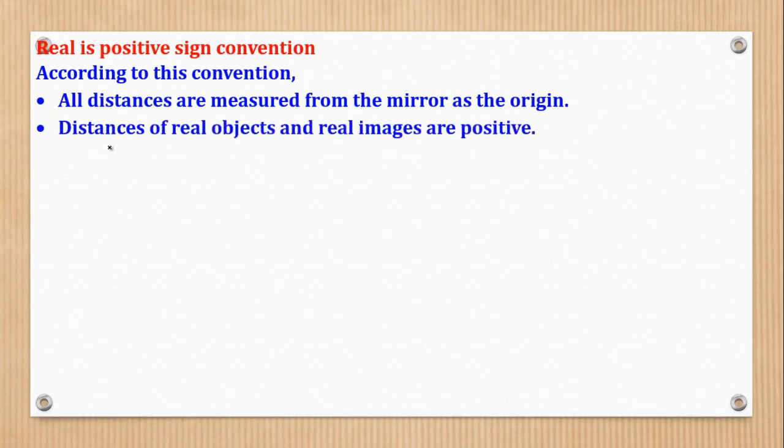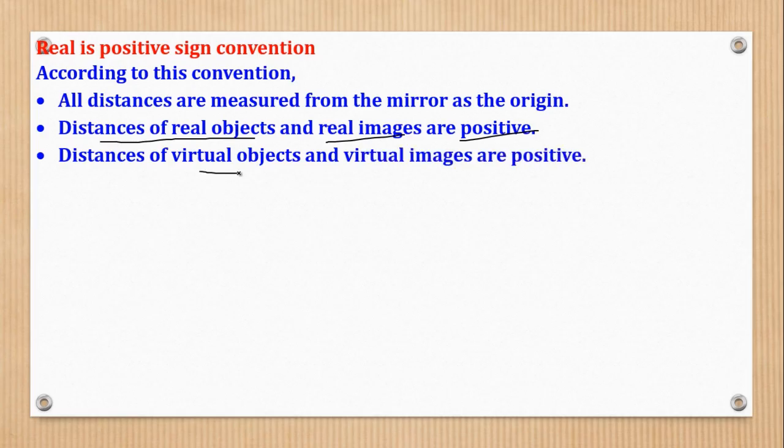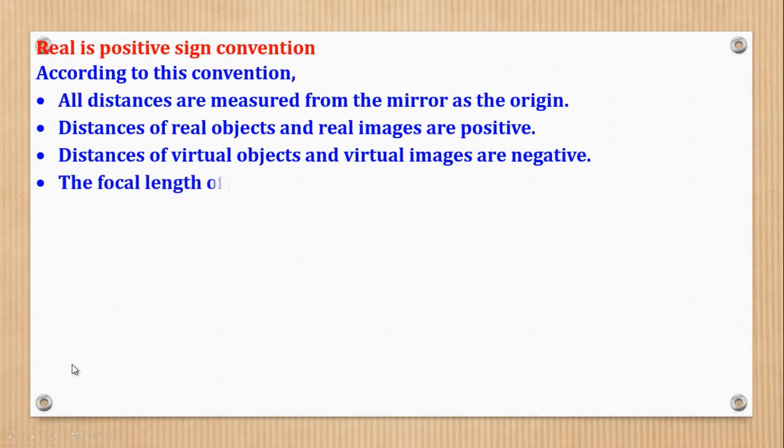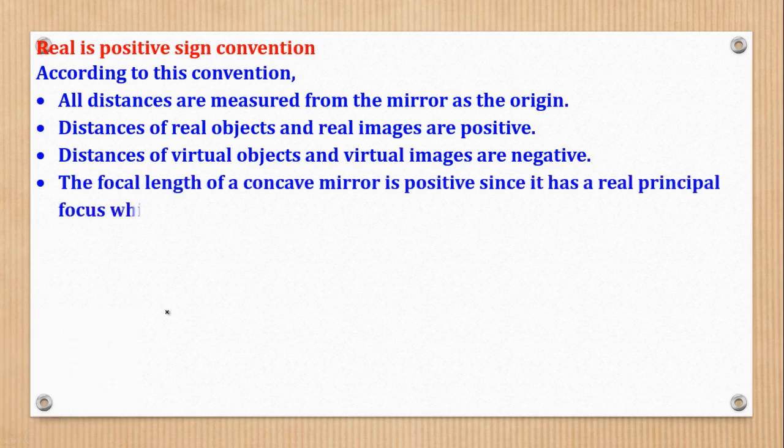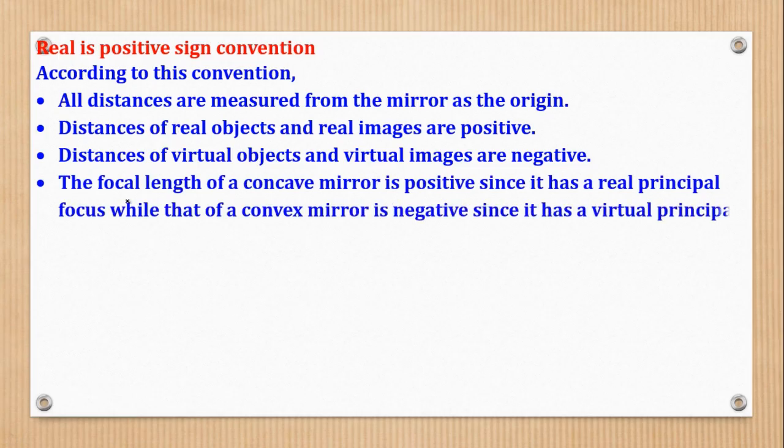Then 2, distances of real objects and real images are positive. So when the object or image is real, it must have a positive sign. What about when it is not? When the object is virtual or the image is virtual, it should be negative. So you remove this and put a negative. The next is that the focal length of a concave mirror is positive, since it has a real principal focus, while that of a convex mirror is negative, since it has a virtual principal focus.